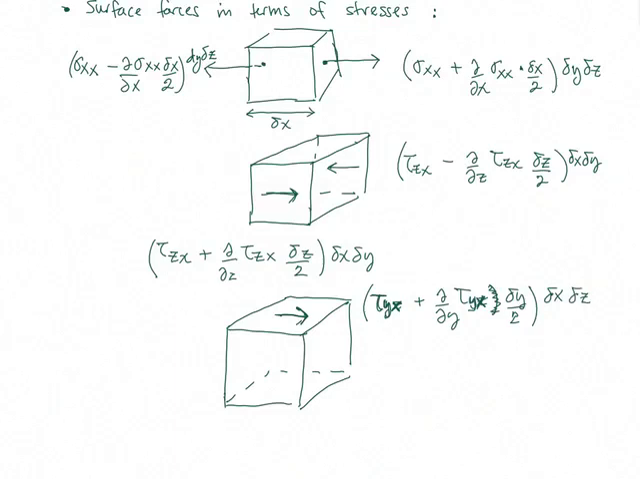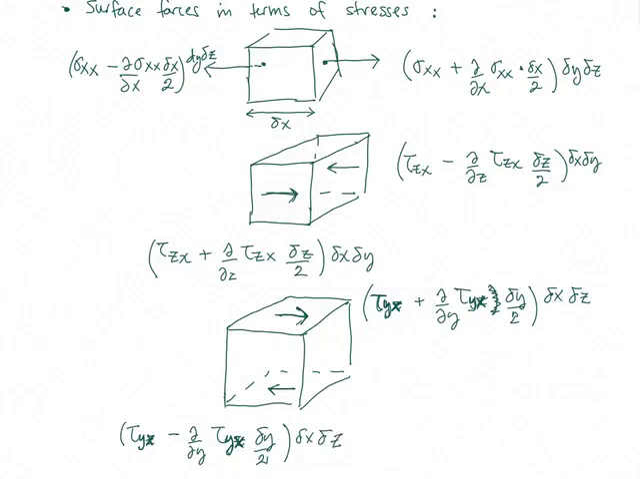dx dz. The one in the bottom face, underneath here, is going to be tau yz minus d dy of tau yz multiplied by dy half, multiplied by dx and dz.